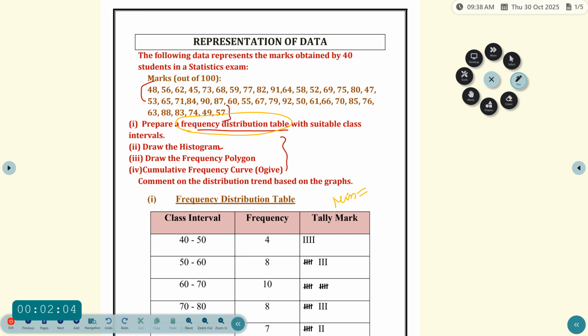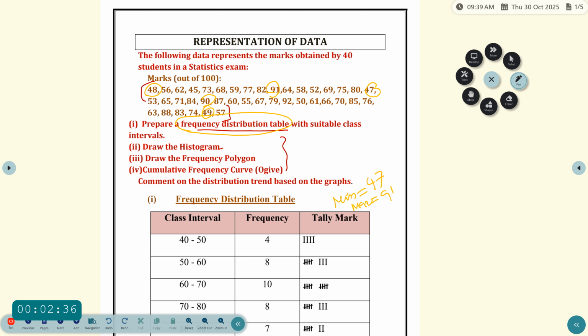Our minimum value may be 48, 47, and then what about the 40 numbers? 47, here also 49. So we choose the minimum number as 47. Now let us find the maximum observation. What is our maximum observation here? Maybe in the 90s. That is 91. 90, 90, 91, so it is 91.